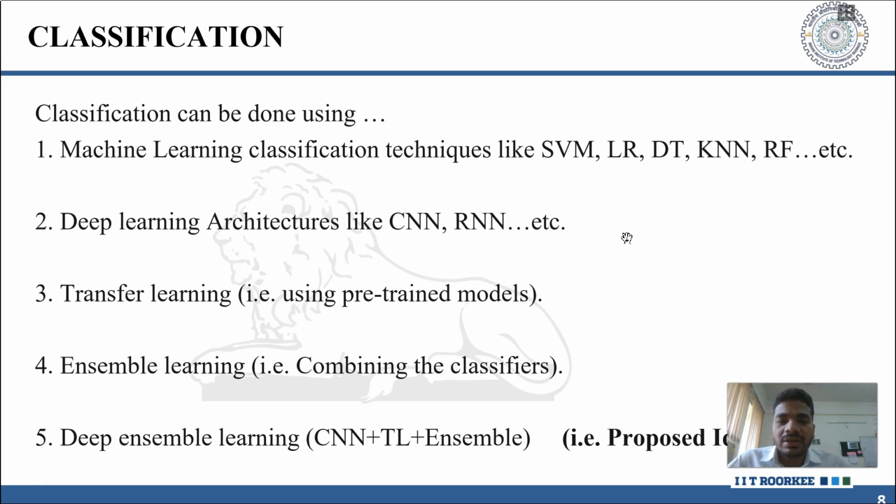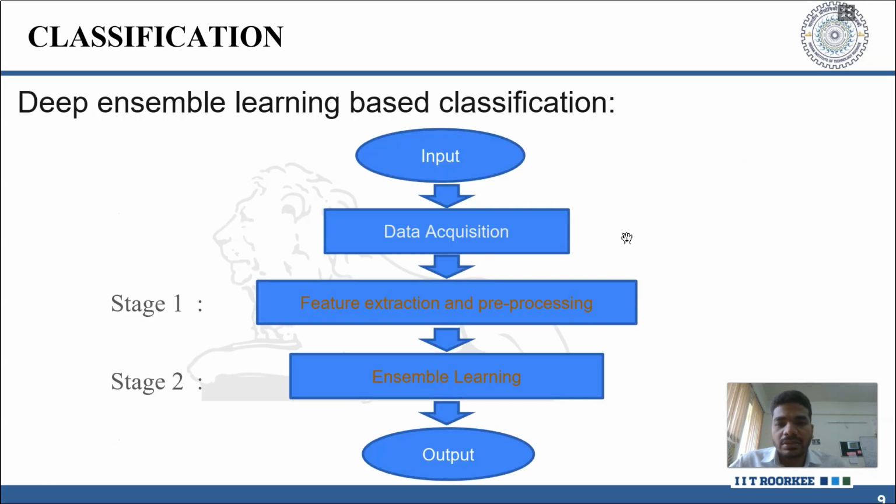So if you see here, first, different classifiers are there. In the case of the fourth one, we combine all these individual classifiers into a single architecture, and this will give better performance. And here, deep ensemble learning is a proposed idea of our team. It includes the CNN deep learning architecture, transfer learning, and then ensemble learning. Combined, we proposed one more very good model, and it gave very good results that we can see in future slides.